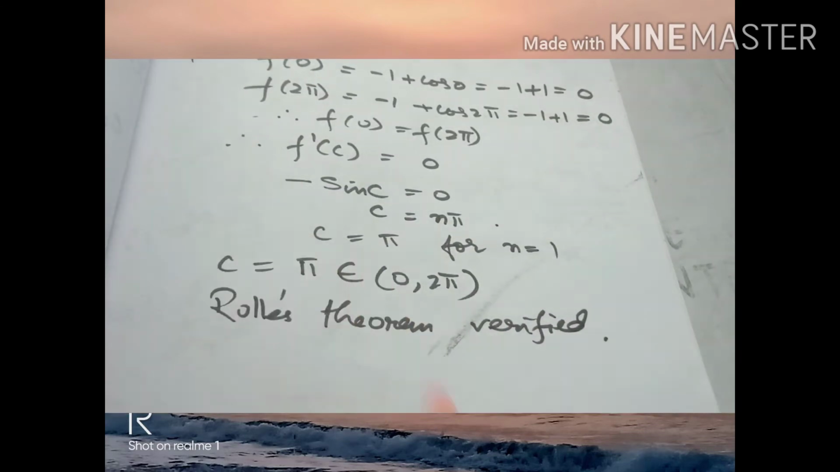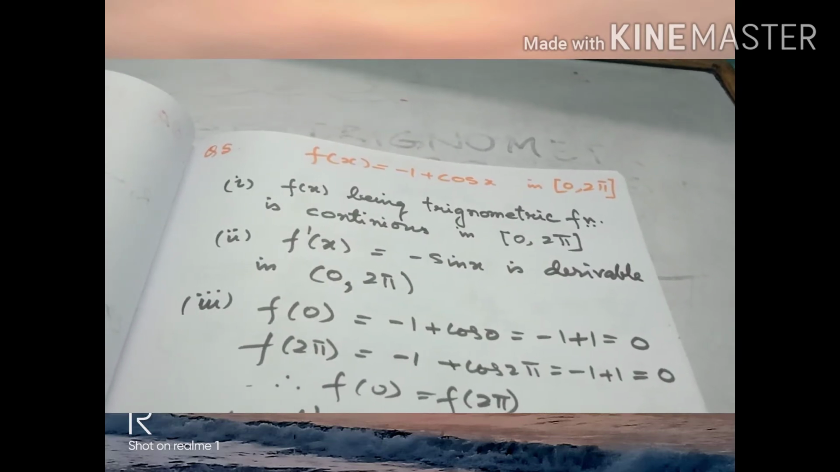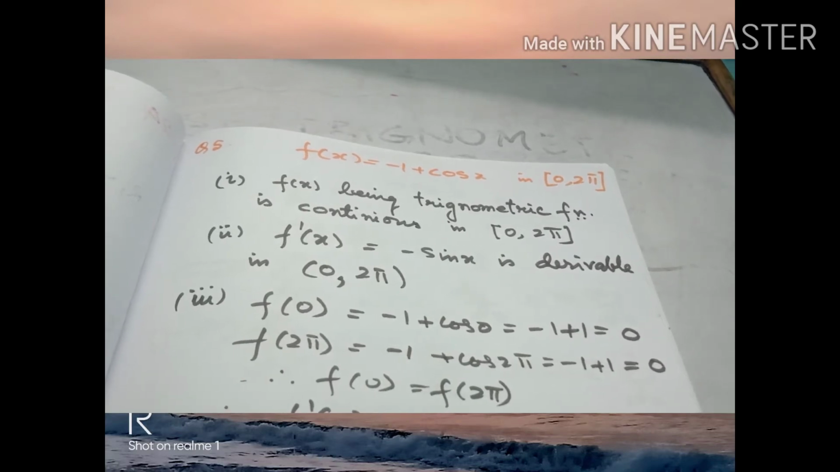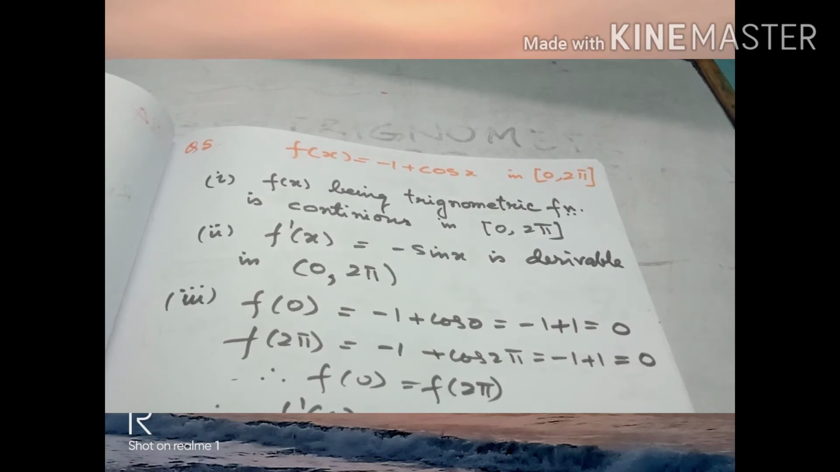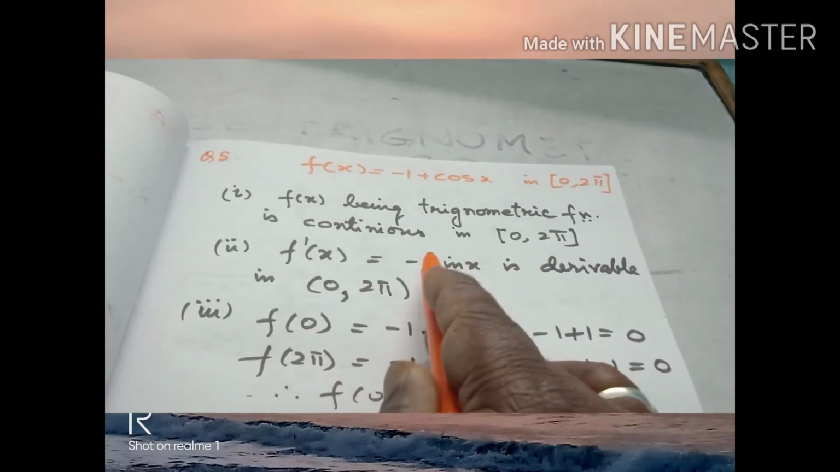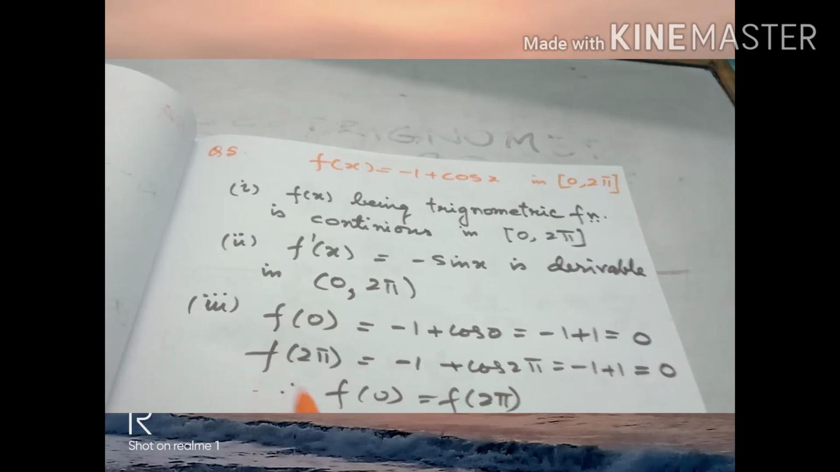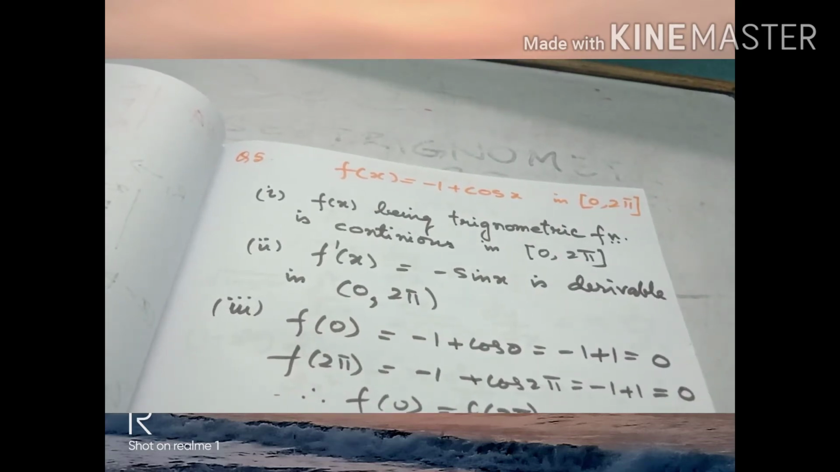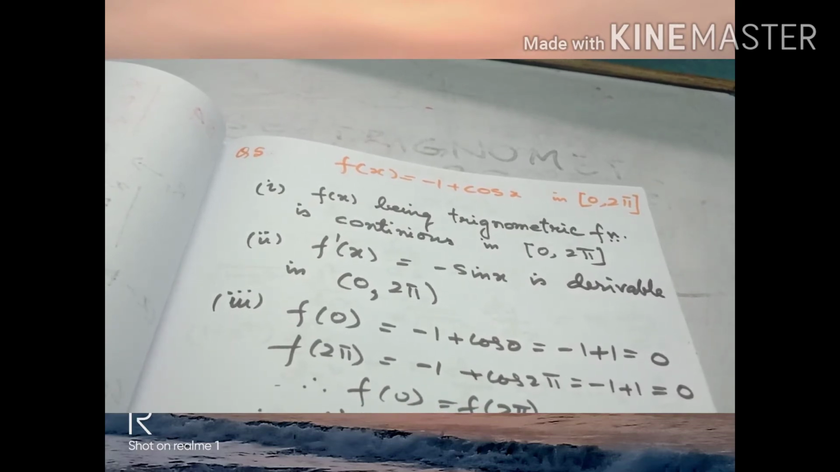In question number 5, we have to verify Rolle's theorem. It is given that f(x) is equal to minus 1 plus cos x in 0 to pi. Obviously it is a trigonometric function, so it will be continuous. Then we find the derivative, so we get minus sin x, and it is obviously derivable in the open interval 0 to pi. Calculating f(a) and f(b), we see that both are equal. So we get c as pi, and pi is a value between 0 and 2 pi. So Rolle's theorem is verified.